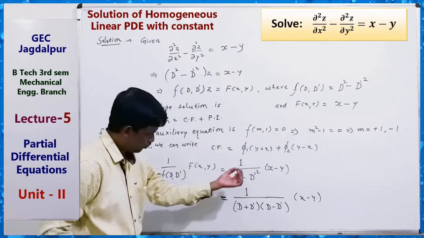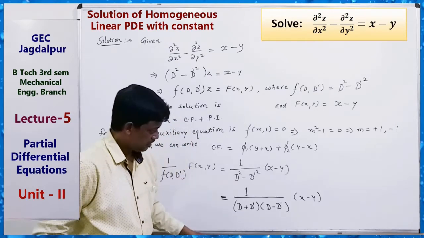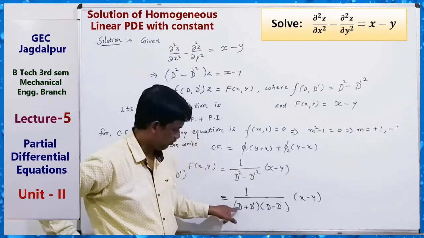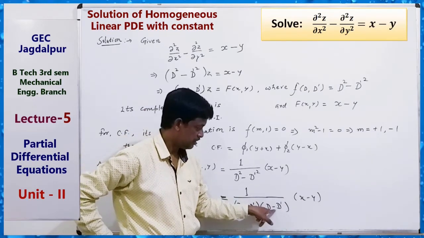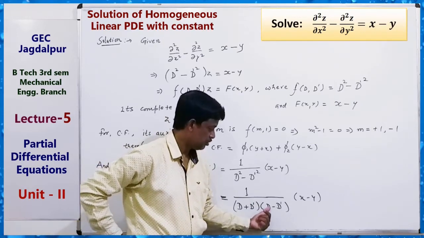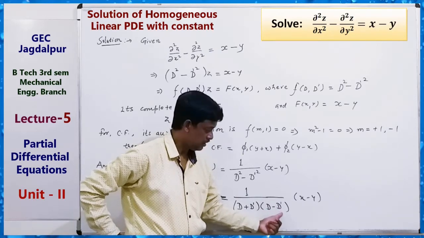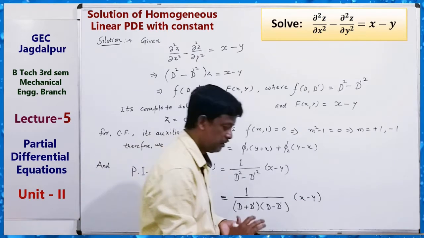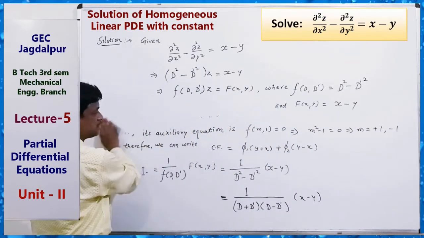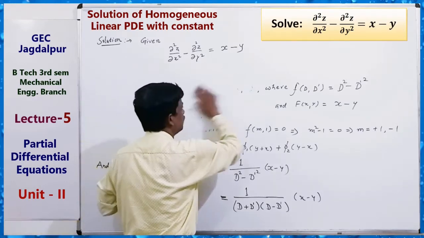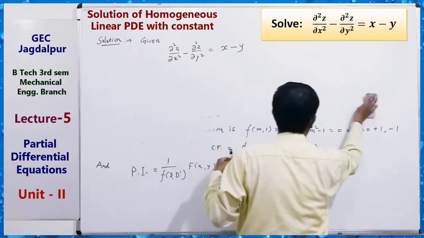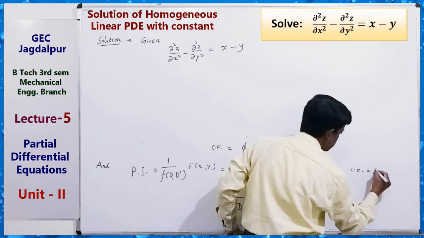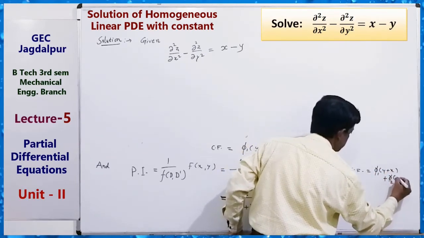Now, this is one factor, this is another factor. For this factor, a is 1, b is minus 1, and 1 minus 1 is 0. But here, a is 1, b is minus into minus 1, that is 1, 2, not 0. So for this factor, we can apply the not zero formula. So for the not zero formula, CF equals this. Now we will use this CF. CF equals what? φ1(y + x) plus φ2(y − x). Okay, this is CF.